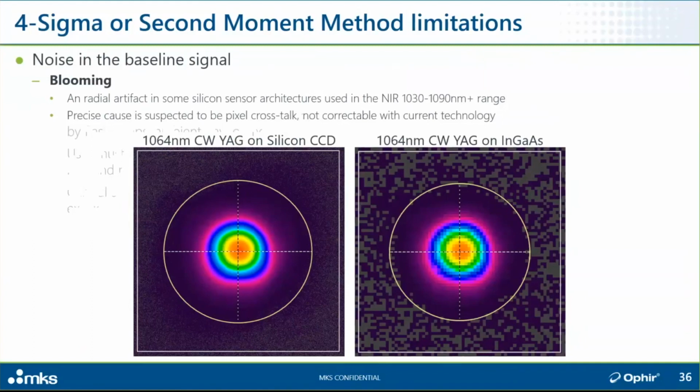And to detect that, we can use an InGaAs sensor that's impervious to that effect. So we can see this is the same beam in the same orientation and the same sensor location in both cases. And we can see this InGaAs camera did not detect that blooming effect around the beam, so we know that that is an artificial effect caused by the camera.